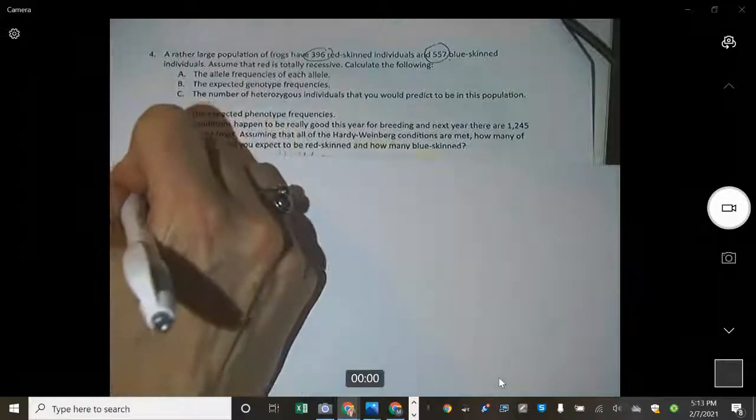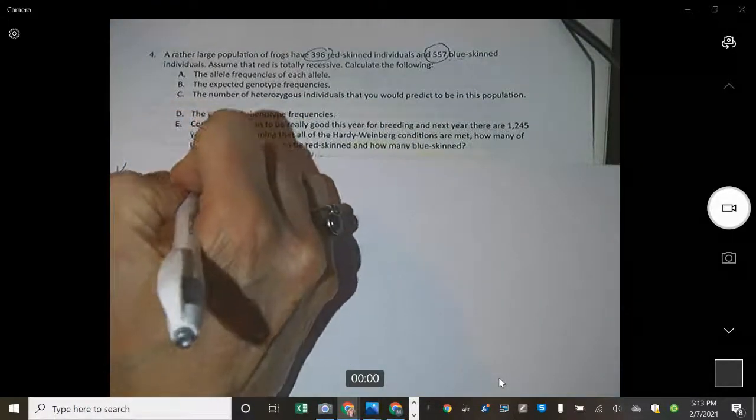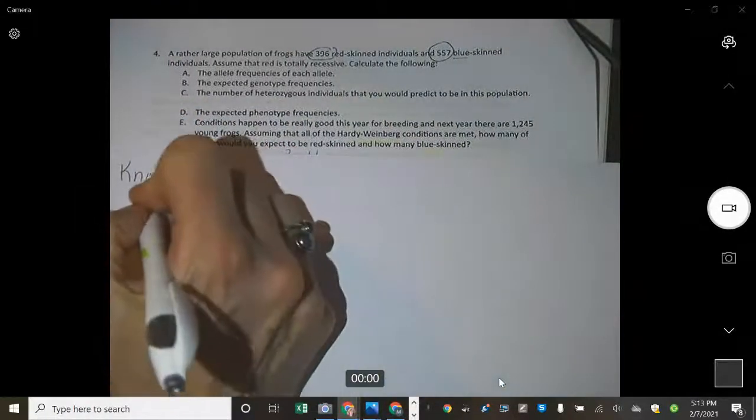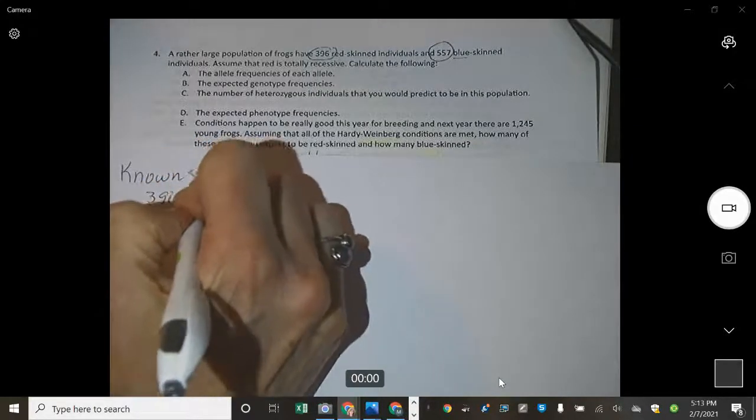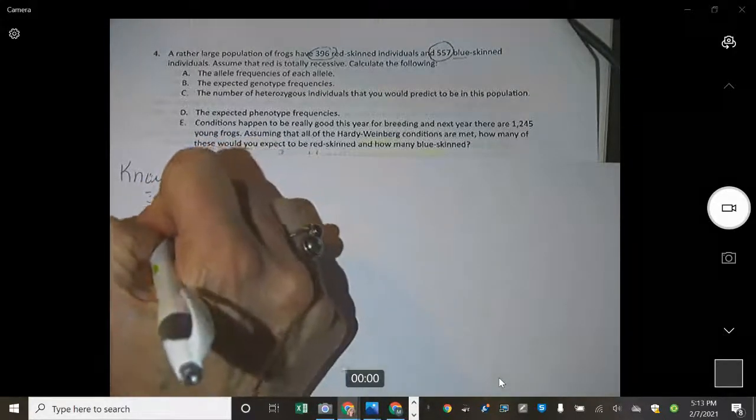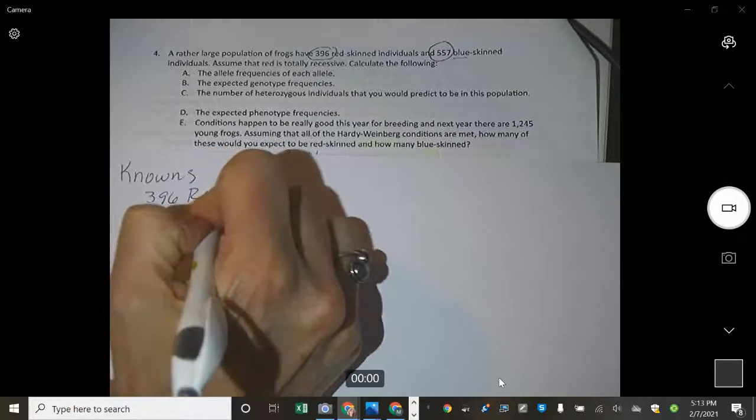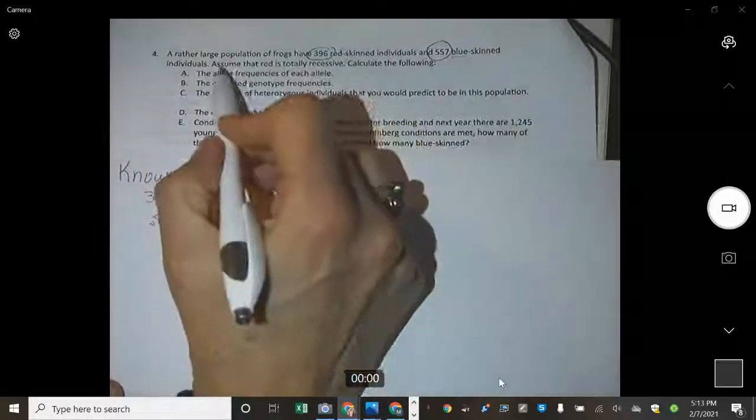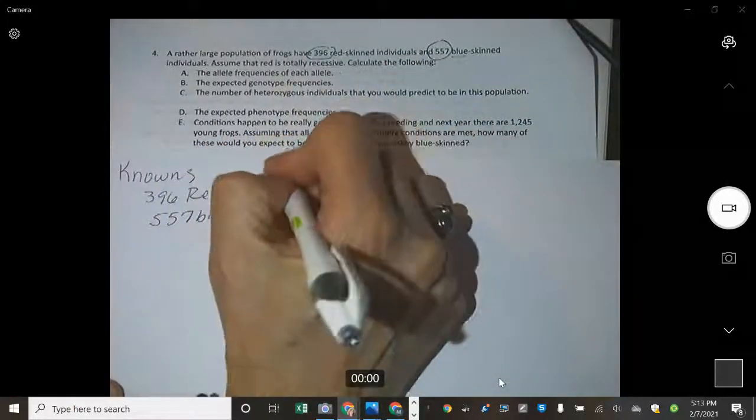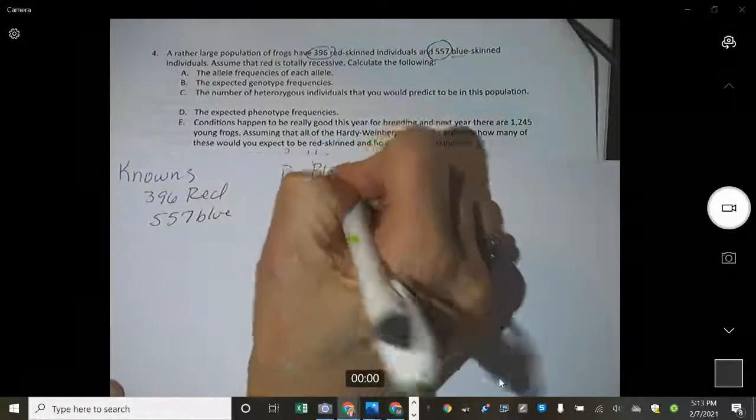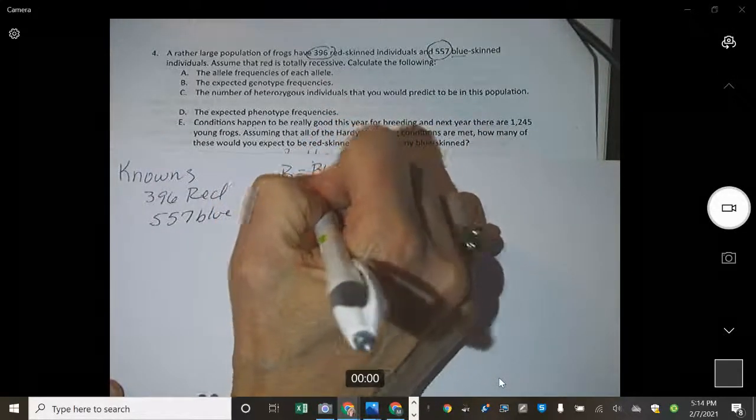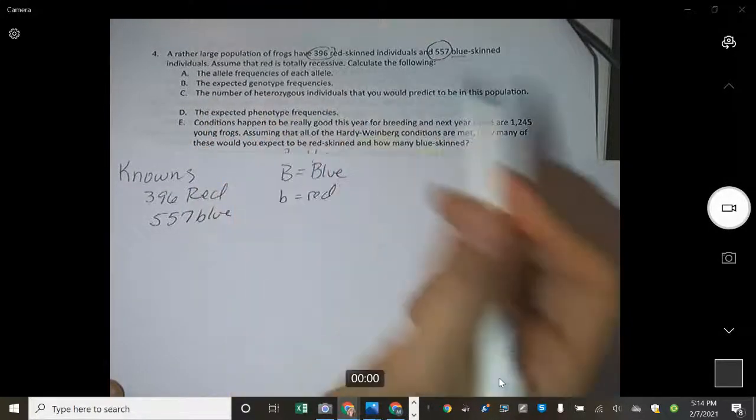So let's start the same way we always do by writing down our knowns. I've got 396 red frogs and 557 blue frogs. Okay. And then it says red is totally recessive, so that means blue is dominant. So big B is going to be blue and little b is going to be red. Calculate the following. First of all, the allele frequencies.